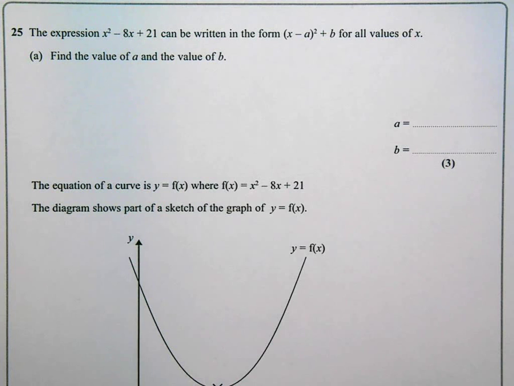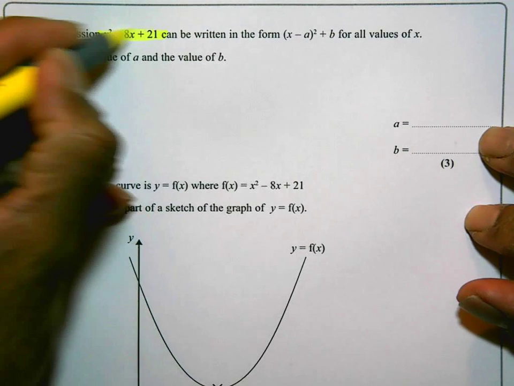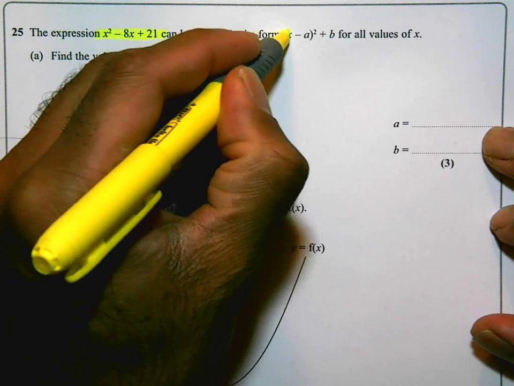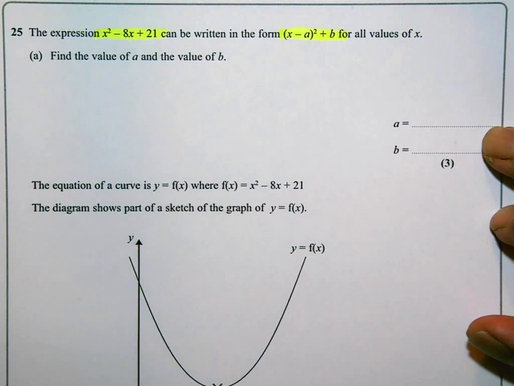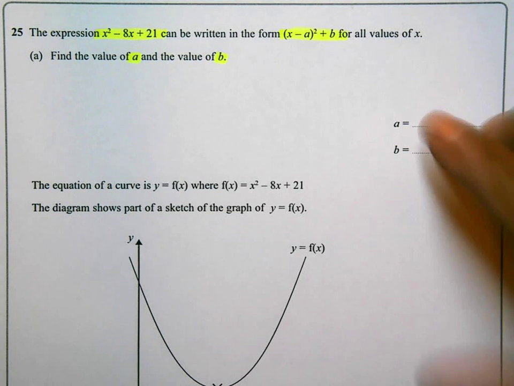If you're working towards your top grade, you should be familiar with completing the square, and that's what part A wants you to do. So let's just read through the question. It says the expression x squared minus 8x plus 21 can be written in the form (x minus a) all squared plus b for all values of x. Find the value of a and b, and they want you to write them in over here.